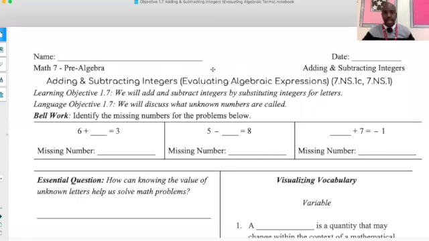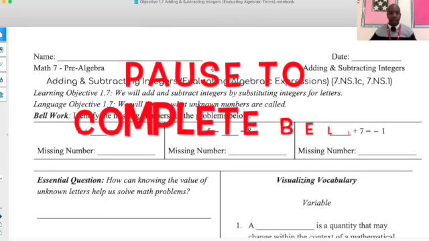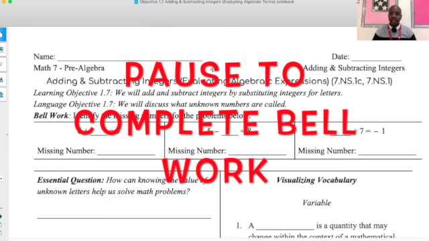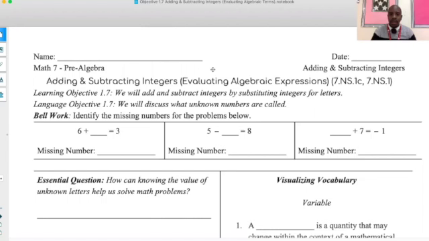So take a second, as we usually do, and pause the video right now and look at the bell work. It says identify these missing numbers for the problem below. And then once you identify what the missing number is, just put it either on the blank area or put it on the missing number line that's available for you.